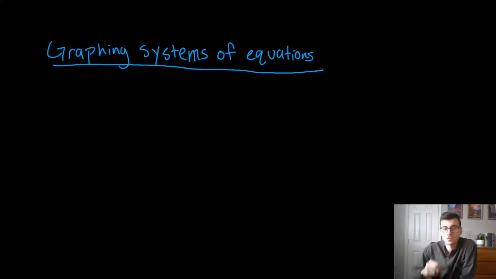In today's video, I want to talk about graphing systems of equations. Now, your first question might be, what's a system of equations? Well, if we're talking about graphing a system of equations, then instead of graphing one line on our graph, we just graph two lines on the graph, and that makes up a system. It's more than one equation.